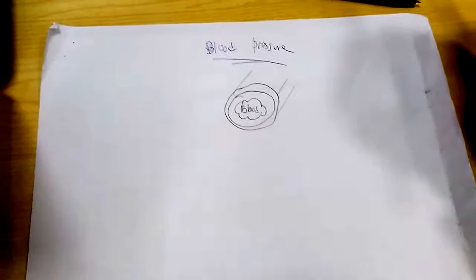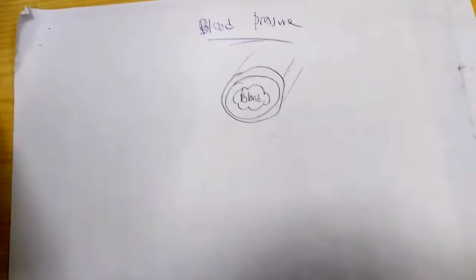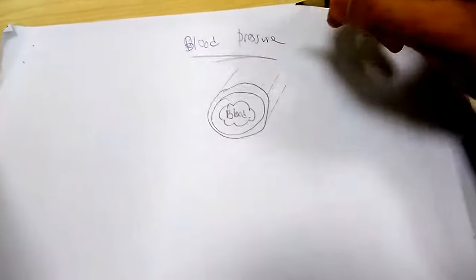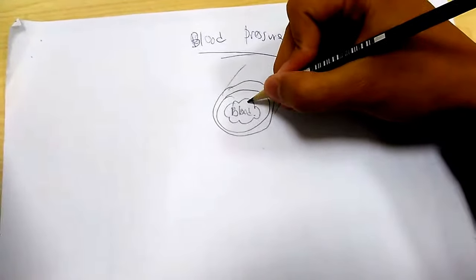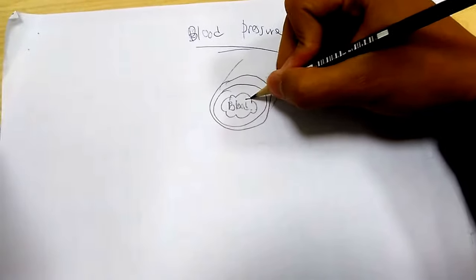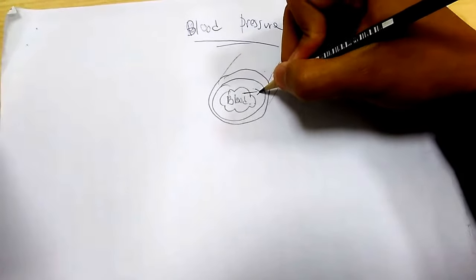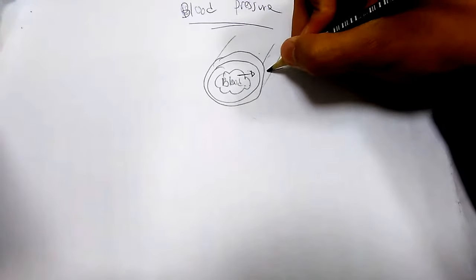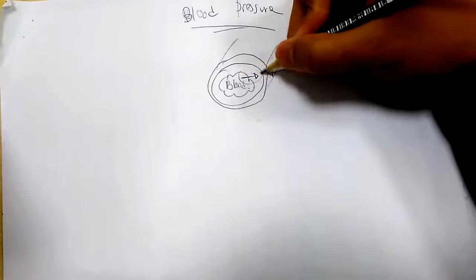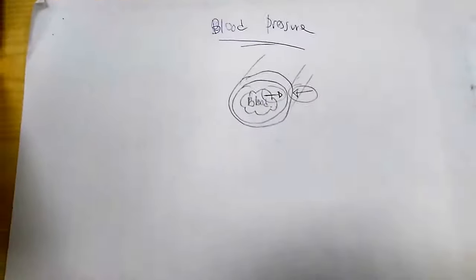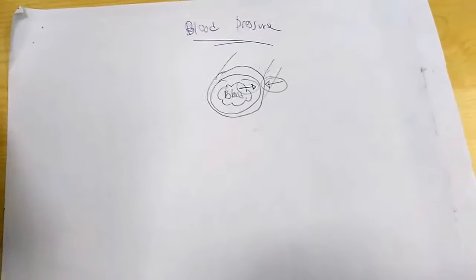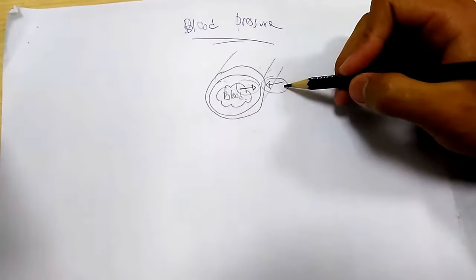So what is called the blood pressure? What do you think? Yep, almost right. It is the pressure of the blood, of course. The pressure of the blood to the vessel wall and the pressure of the vessel wall to the blood. Okay, it's very simple. So blood pressure is defined as the pressure of the blood to the vessel wall and the pressure of the vessel wall to the blood.